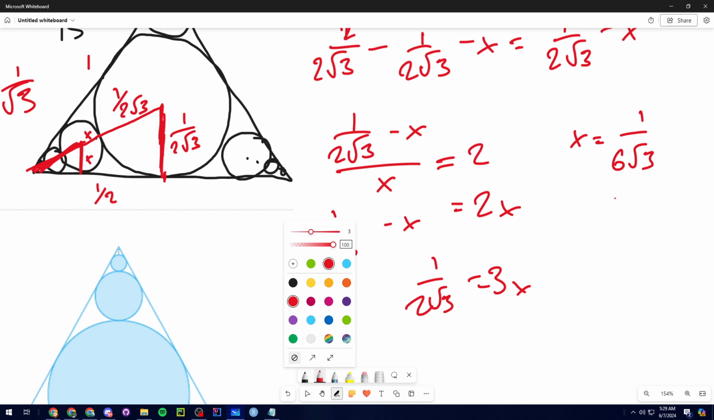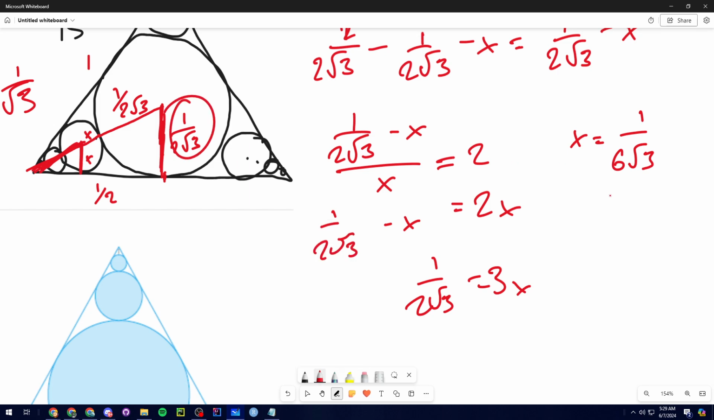We have 1 over 6 root 3 as our new radius. But our old radius, which was this, that's just equal to 1 over 2 root 3. Now do you notice something between these two ones? I'll give you a second, but moving on. This smaller circle is just 1/3 the radius. So now, why is that important?